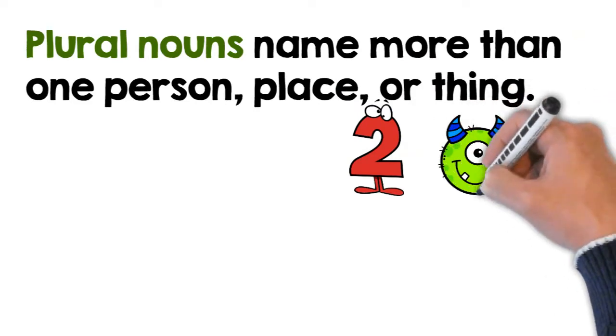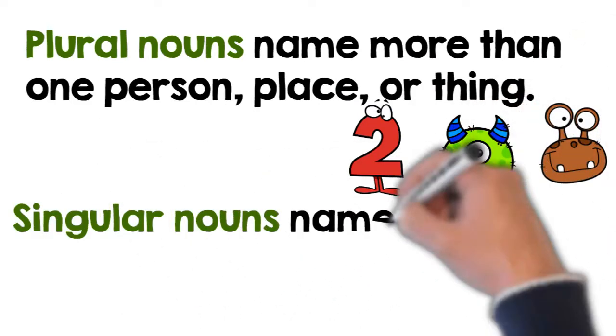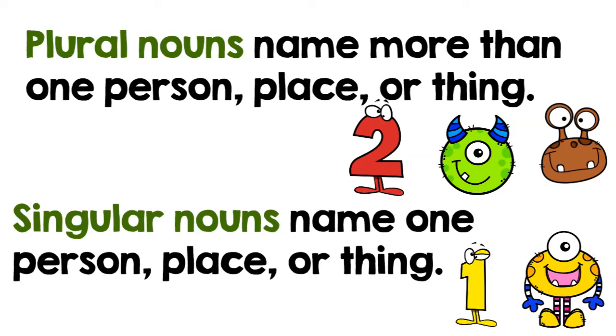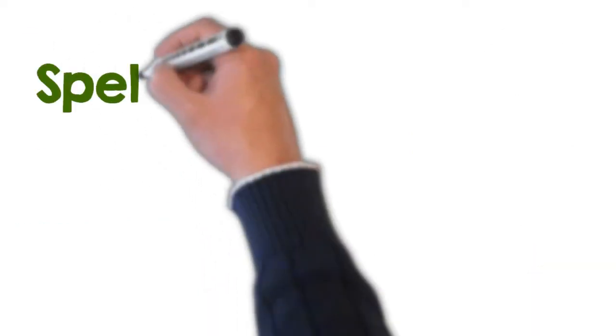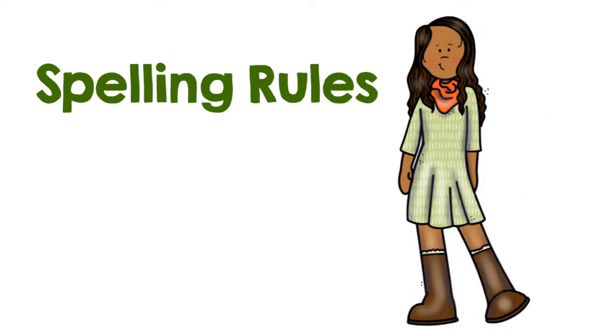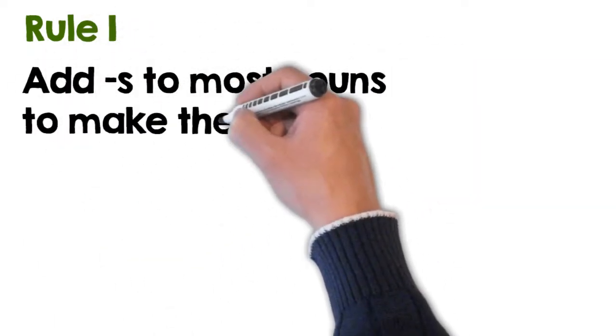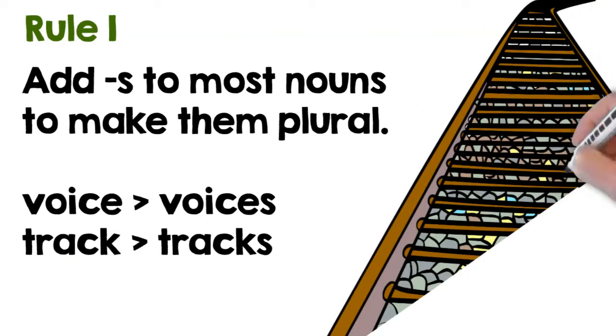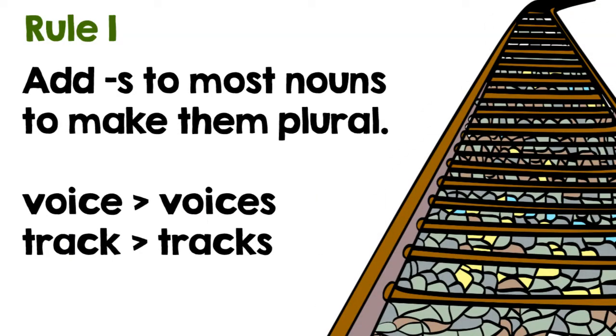Plural nouns name more than one person, place, or thing. Singular nouns name one person, place, or thing. Here are 4 spelling rules for making singular nouns plural. Rule 1. Add S to most nouns to make them plural. Some examples are voice becomes voices. Track becomes tracks.